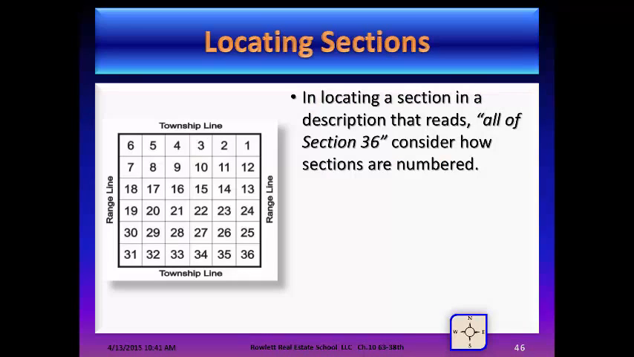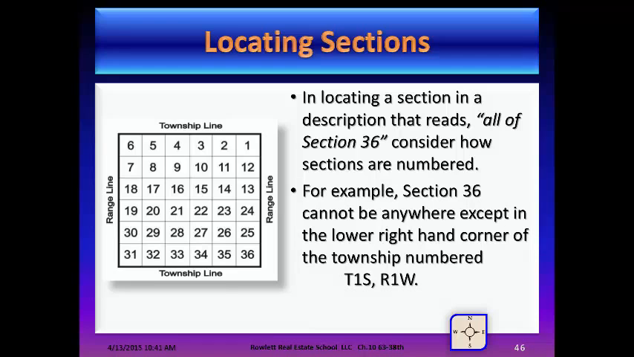In locating a section in a description that reads all of section 36, consider how the sections are numbered. For example, section 36 cannot be anywhere except in the lower right-hand corner of the township numbered T1S R1W, which goes to say no matter what the township is, section 36 will always be in the bottom right.